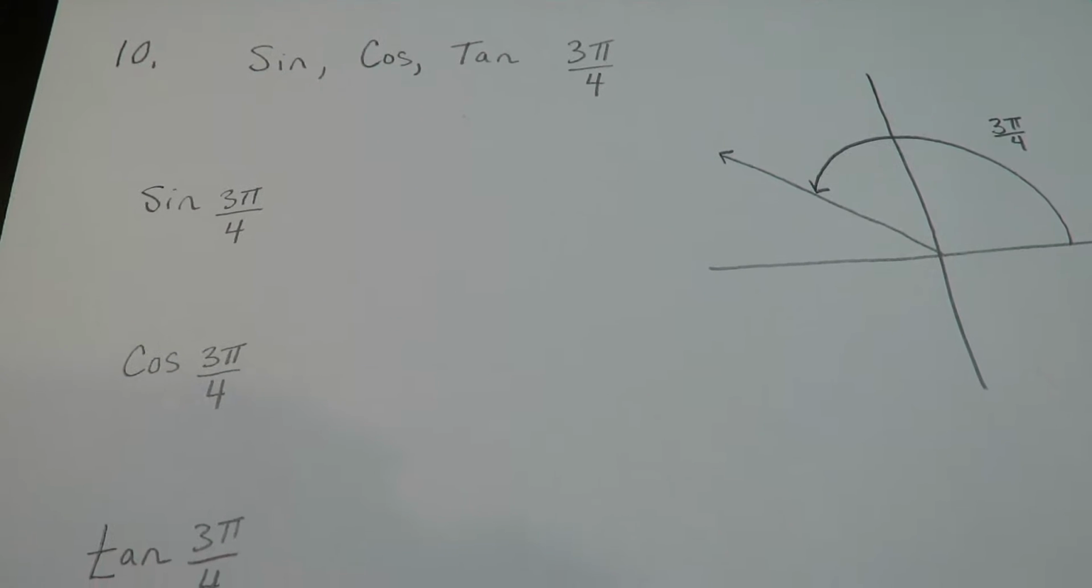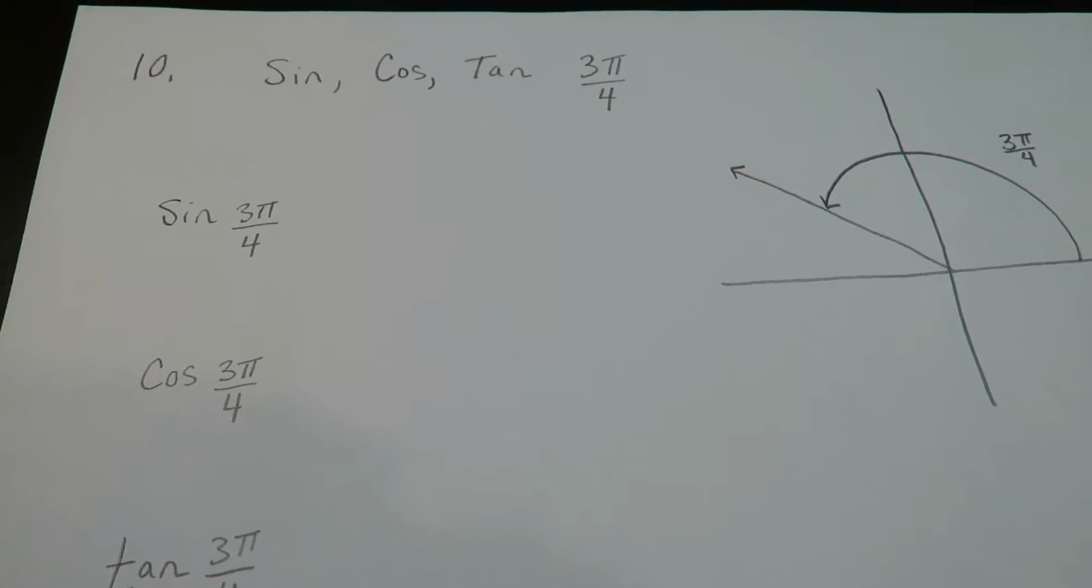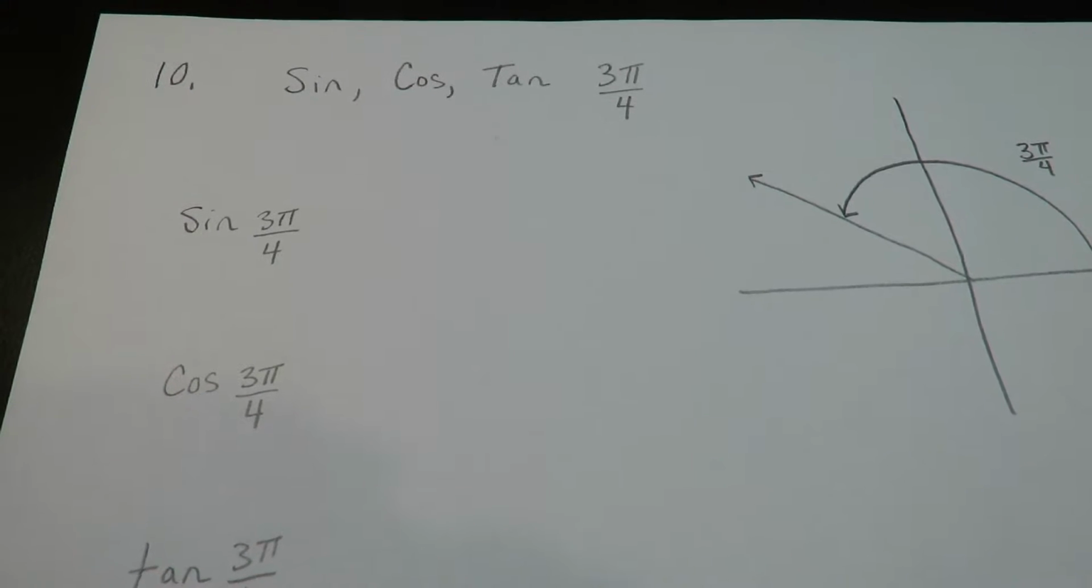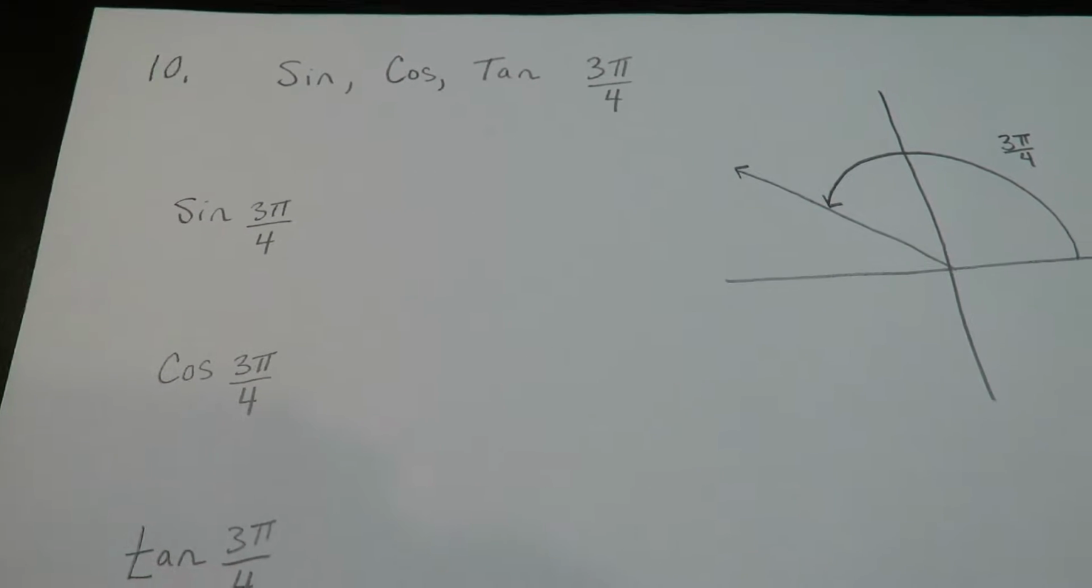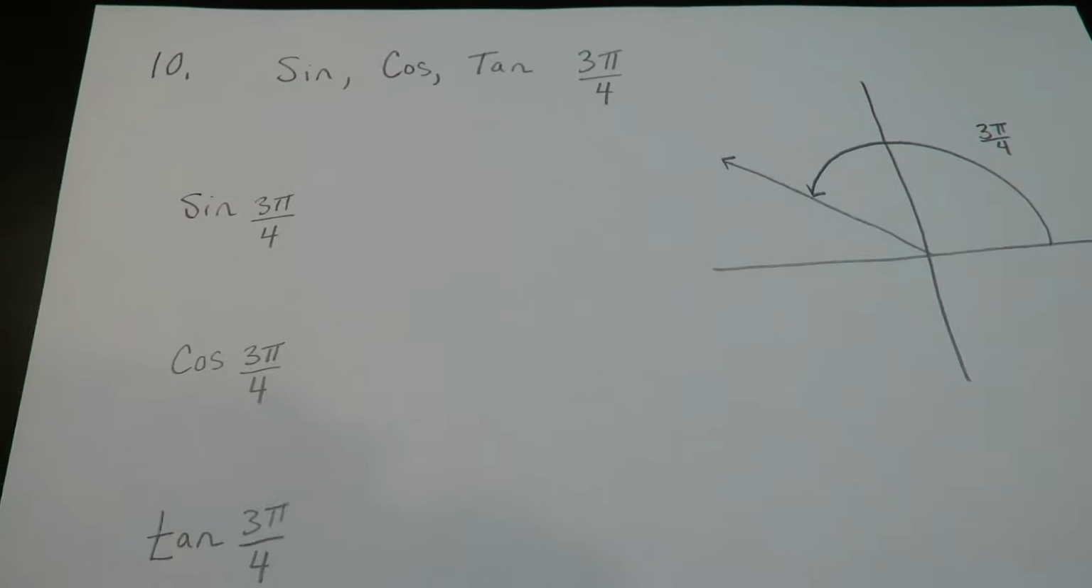Hi gang, let's try number 10. So we're going to find the sine, the cosine, the tangent of 3 pi over 4. Let's start by finding the reference angle.